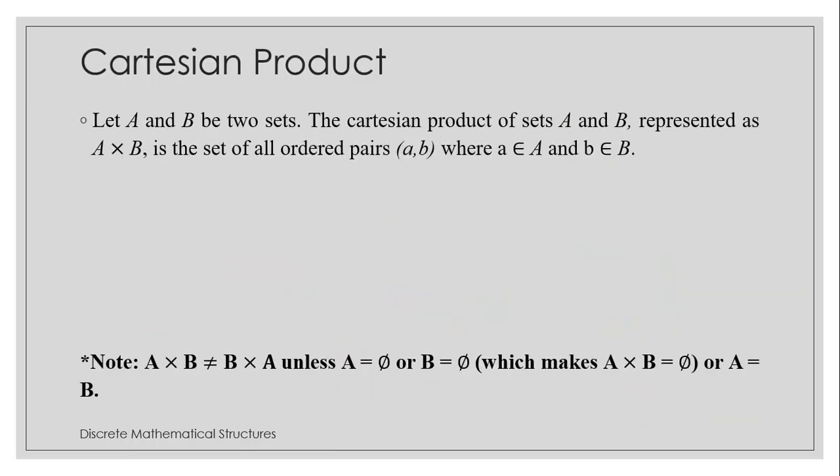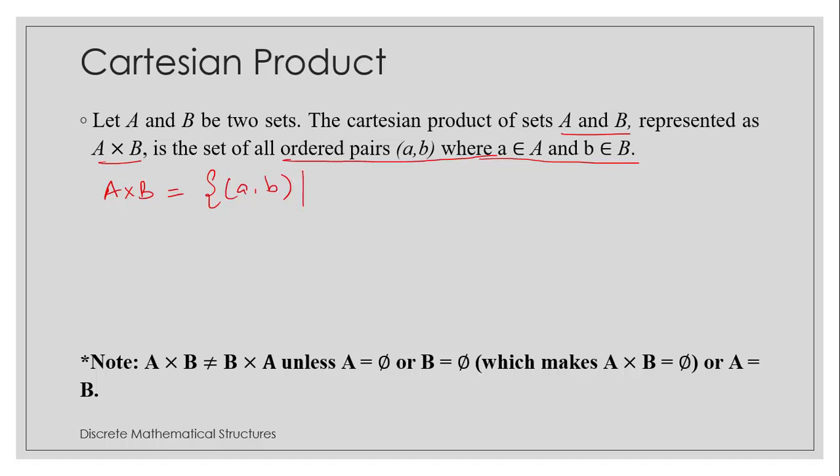Then we have the Cartesian product. The Cartesian product of two sets A and B is represented as A cross B, and it is the set of all ordered pairs (a, b) where a belongs to set A and b belongs to set B. That is, A cross B is equal to the set of all ordered pairs (a, b). Ordered pairs are always written within round brackets, and ordered pair means we cannot change the order of a and b.